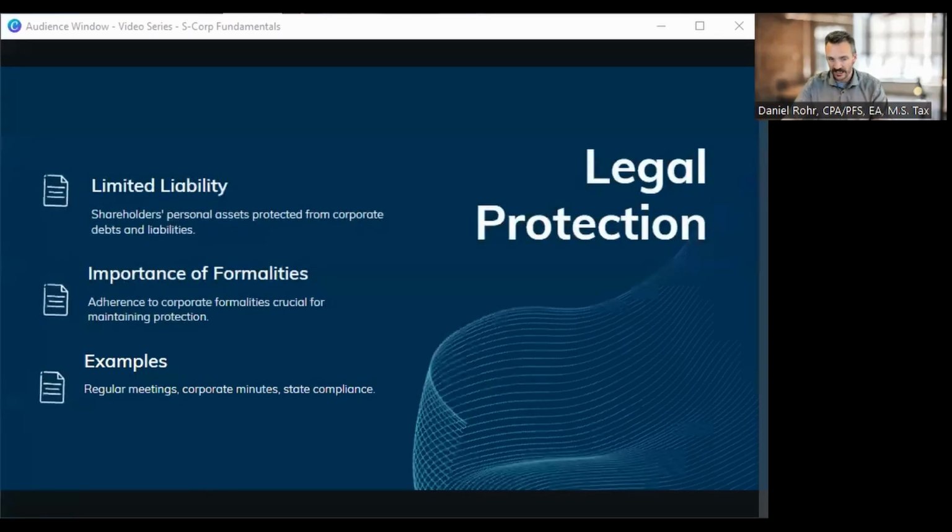Neglecting these formalities can lead to what's known as piercing the corporate veil. This is where courts may hold shareholders personally responsible for the corporation's debts. So it's important to make sure that if you want to use the profits from your S-Corp for personal expenses, you do so by transferring the money from the corporate account to your personal account first.